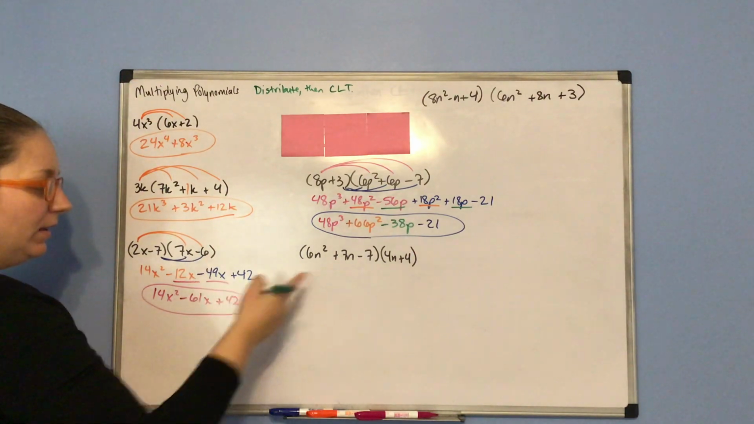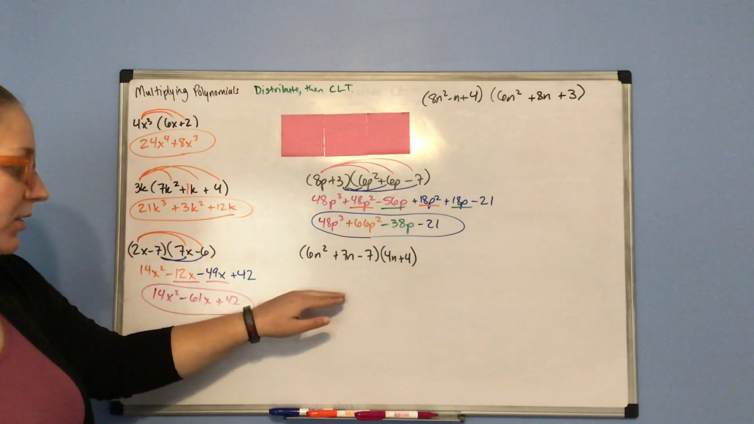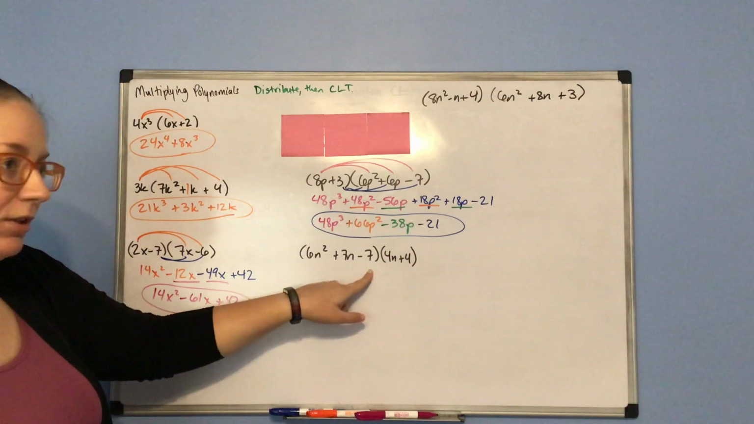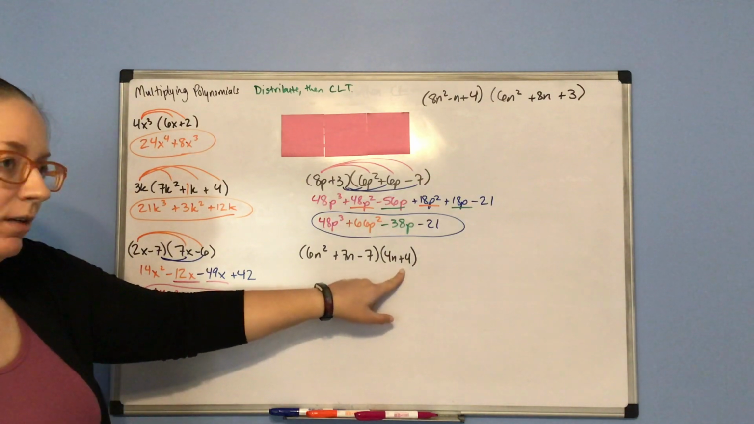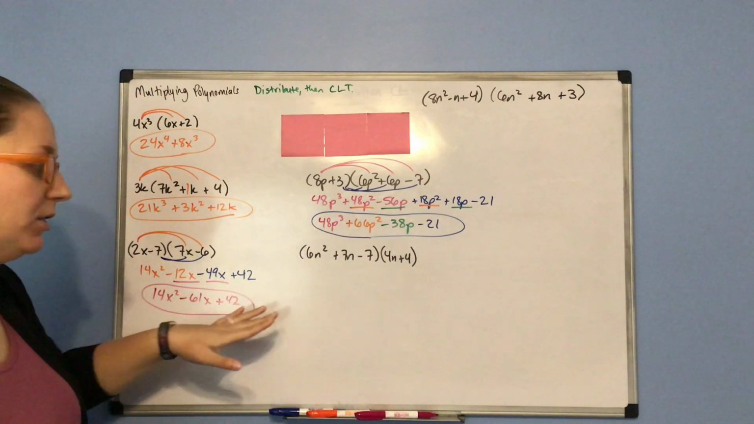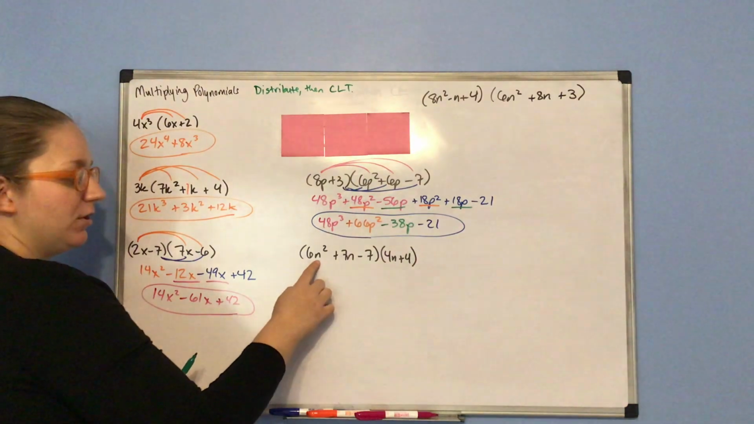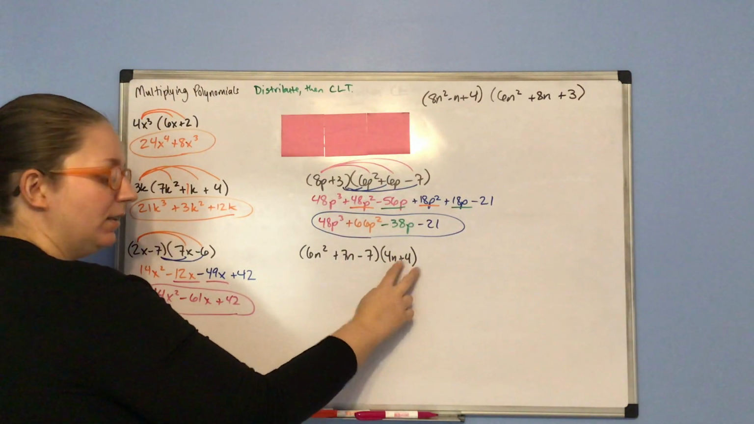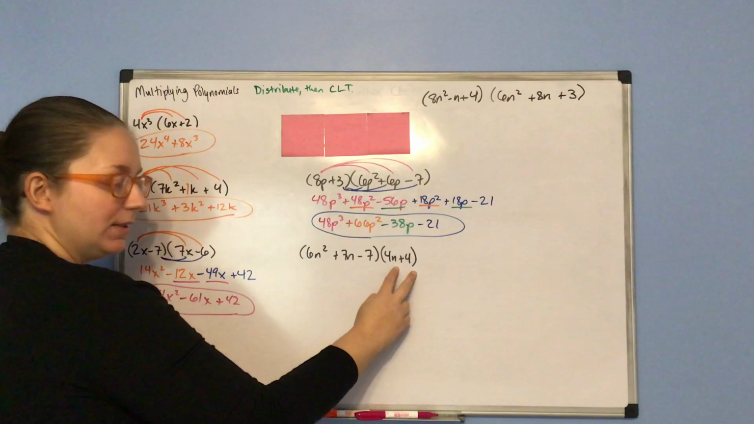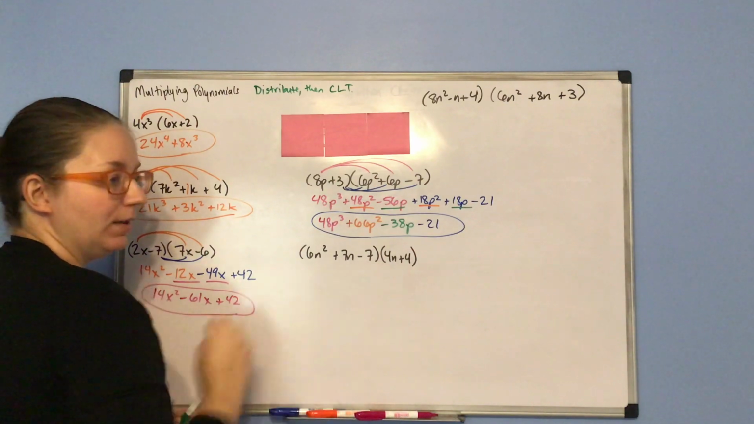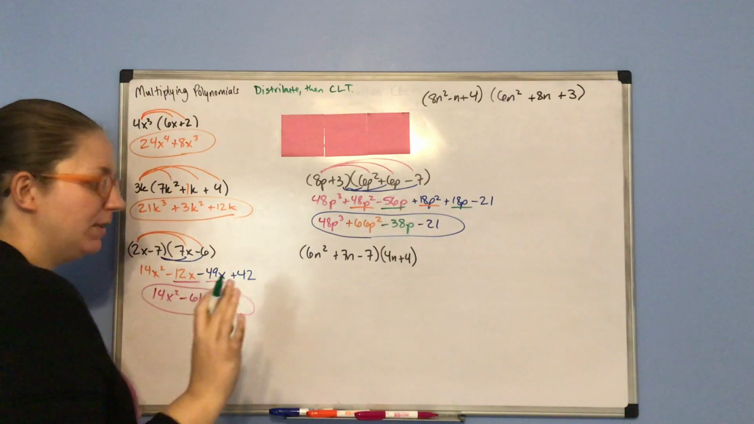Same idea with these. Again, noticing things that are slightly different. I have 1, 2, 3 terms here, 2 terms here. The process is still pretty much the same. I need to make sure I distribute 6n squared to both things here, then 7n to both things here, then negative 7 to both things here. Let's just take it one piece at a time.